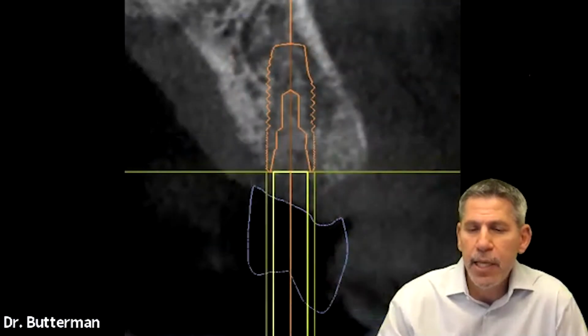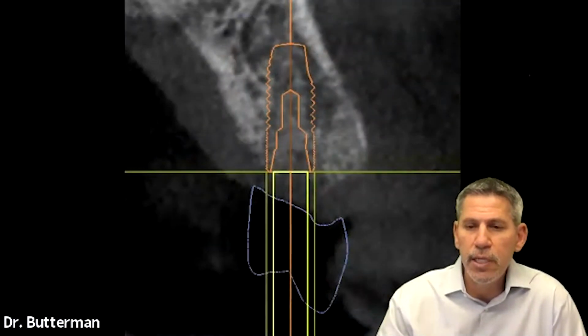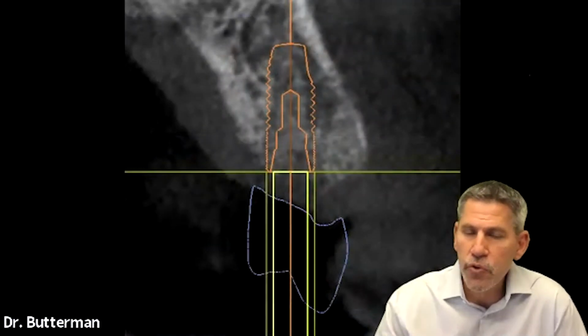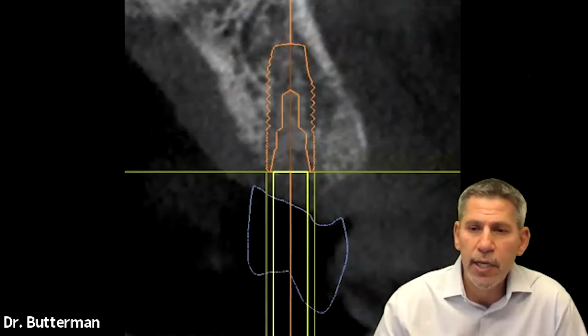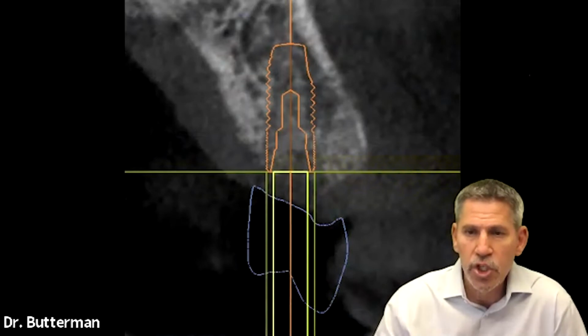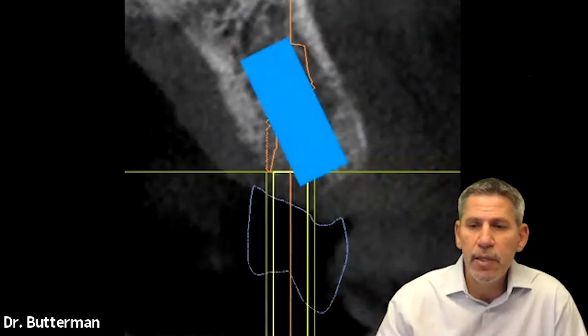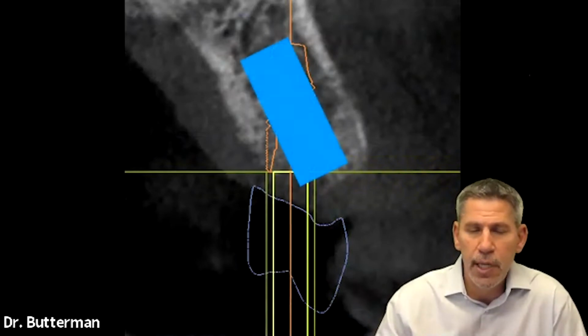So something like this is going to be easy to restore. That's something I can do a screw retained restoration with if I want, and we're not going to have issues with that, even though it looks funky on the x-ray the way it's positioned in bone. Alternatively, centered in bone, we'd be stuck.